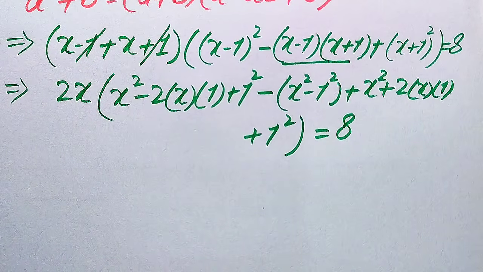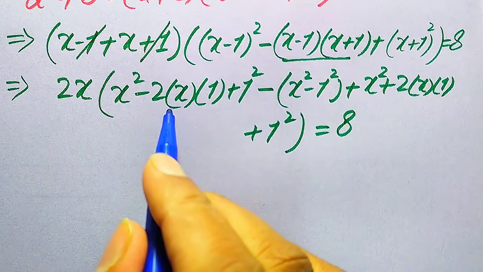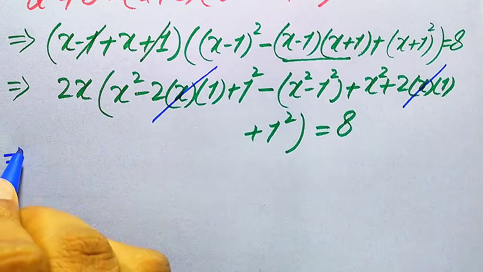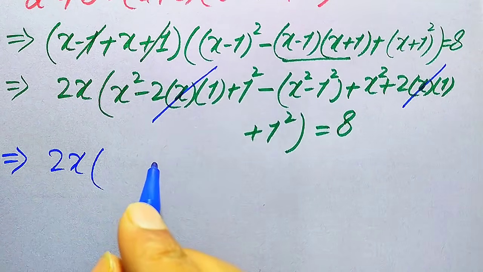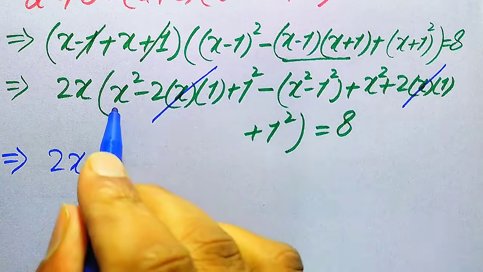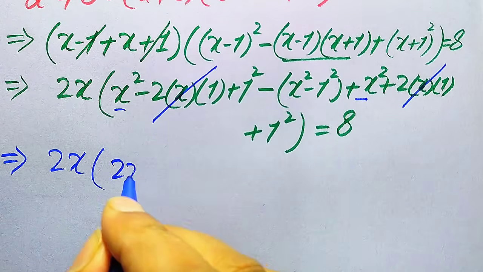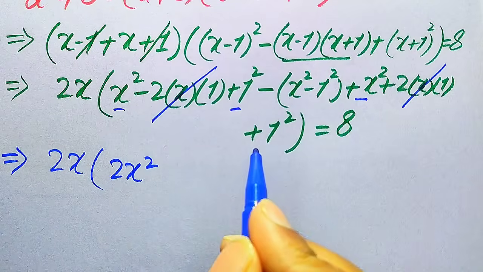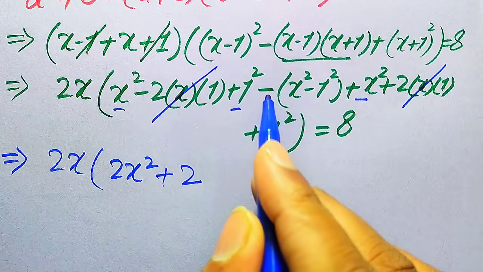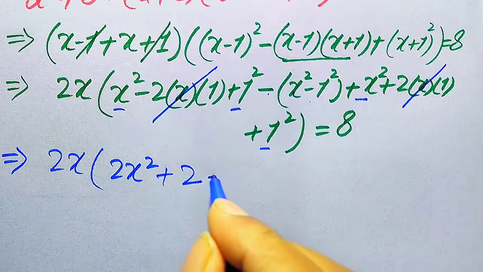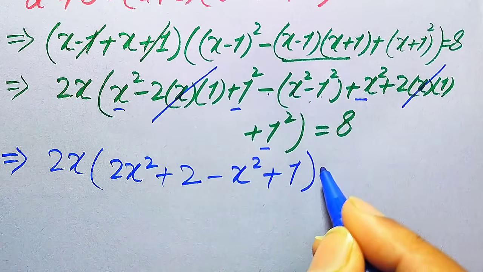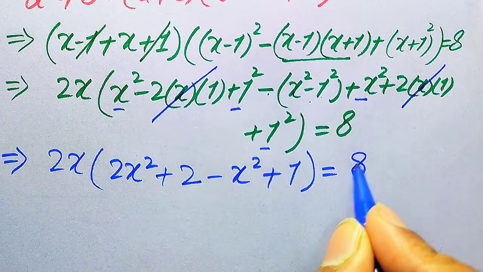And here we need more simplifications. This negative 2x and this positive 2x cancel out each other, and we get 2x. And when we apply this negative sign on both of these two values, x² + x² becomes 2x², this 1² becomes 1 and this 1² also becomes 1, so 1 + 1 becomes 2, and we apply this negative sign on each of these two values and it becomes minus (x² + 1), and this whole equation is equal to 8.